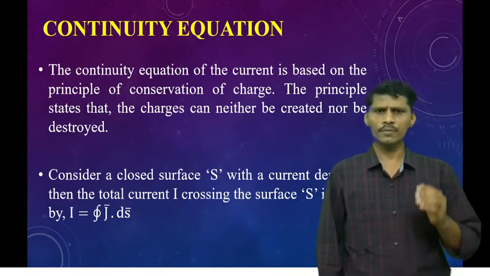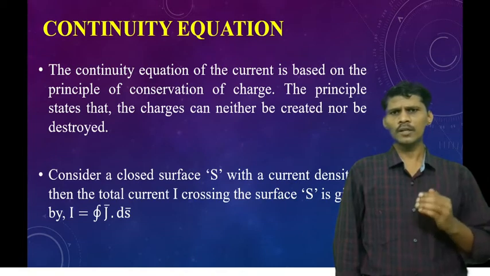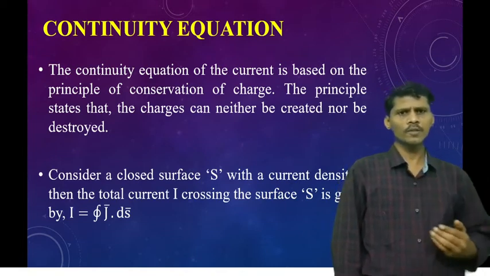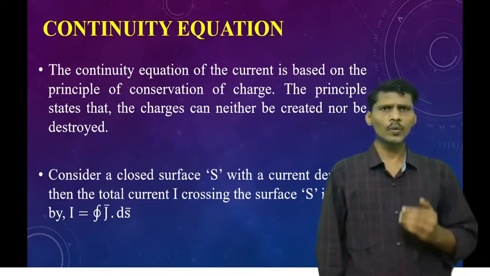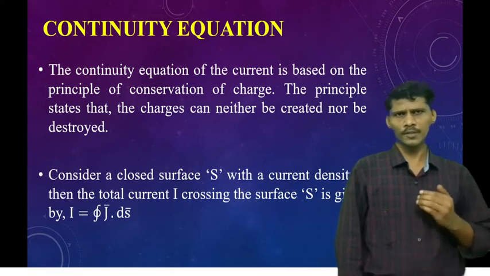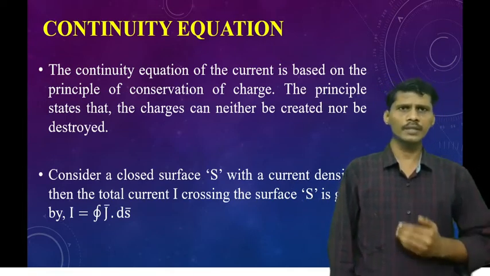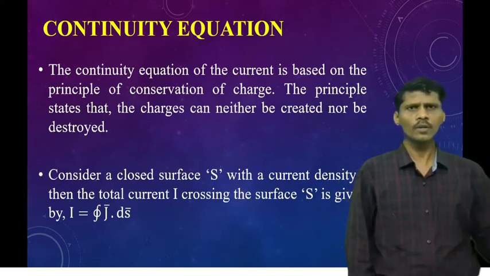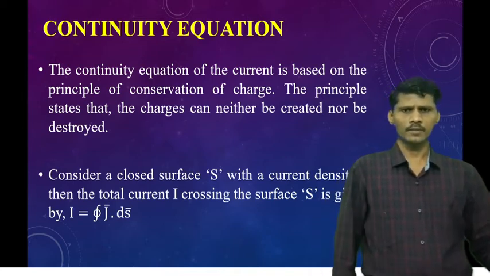Consider a closed surface S with a current density J bar. Then the total current I passing through, or crossing, the surface S is given by I is equal to the closed surface integral of J bar dot ds bar. That is the relationship between current and current density when the surface is closed.